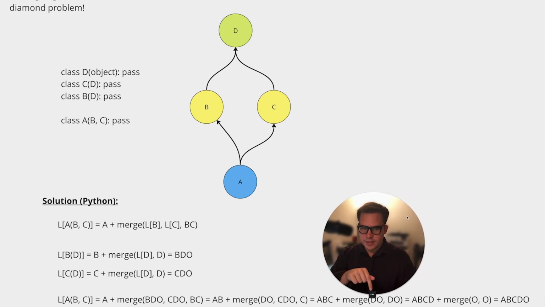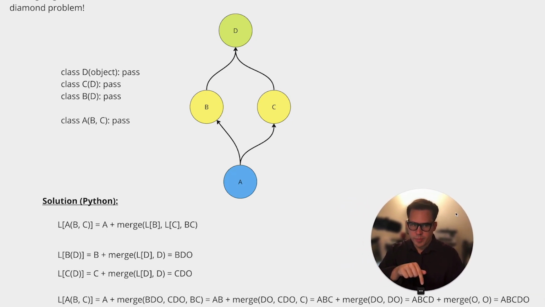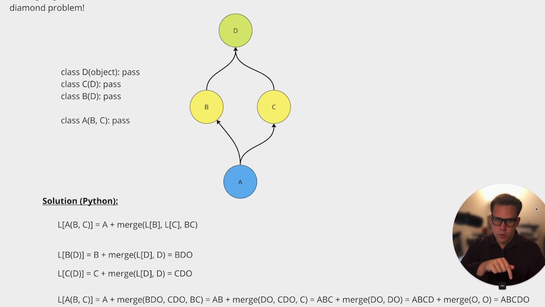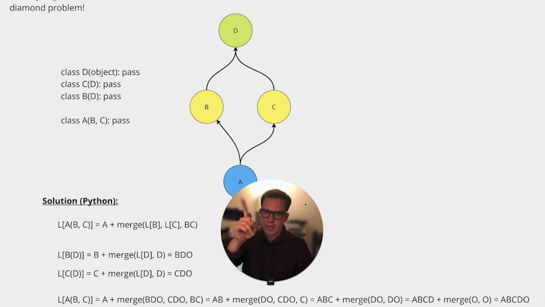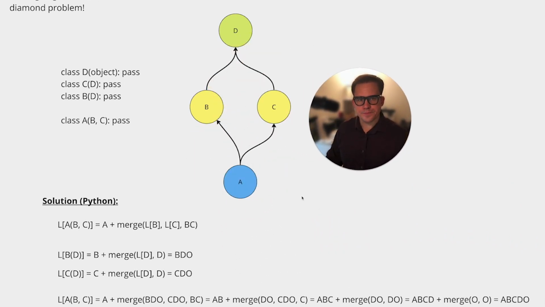Well, now we pick D as a head candidate. Is D in the tail here? No, it is not. It is the head. It's not the tail. A, B, C, D plus merge OO, which is O, A, B, C, D, O. So the order is A, B, C, D, and then technically O in Python. Okay? That's how to do it.